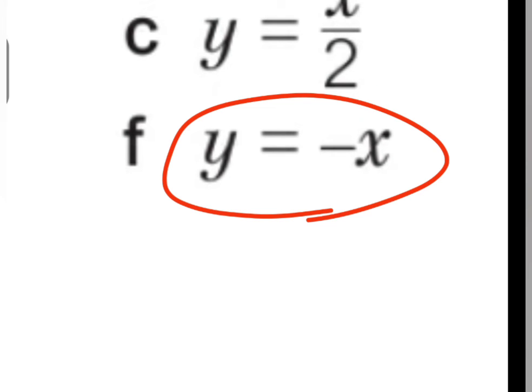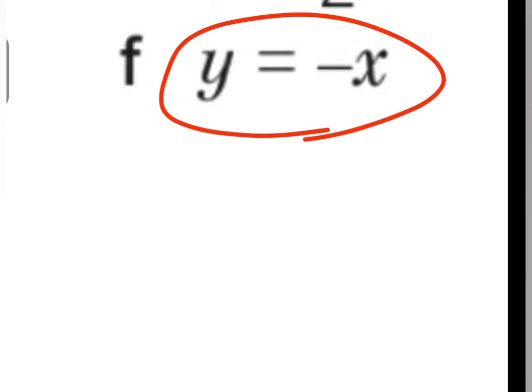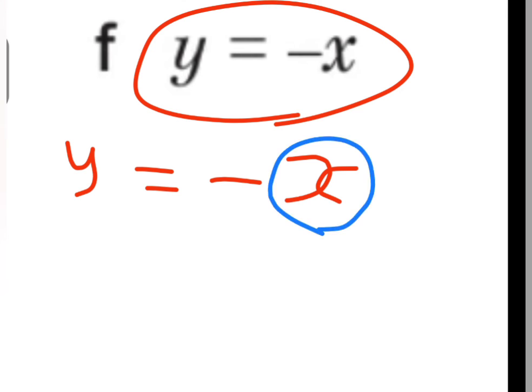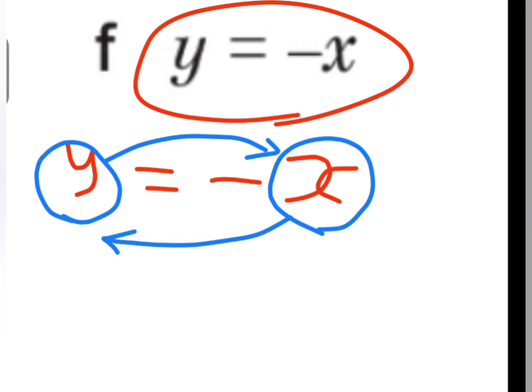Question F, y equals negative x. That's very easy. Now, let's follow the steps and then we answer it. So, y equals negative x. So, what's the first step here? Very good. The first step is replacing the x and the y. So it's going to be what? X equals negative y. Very good.